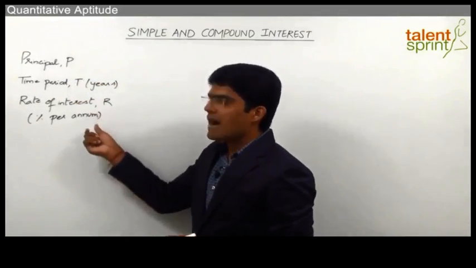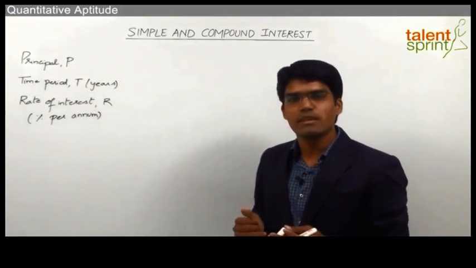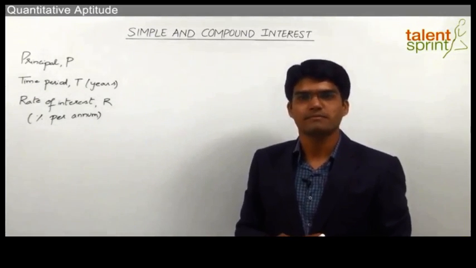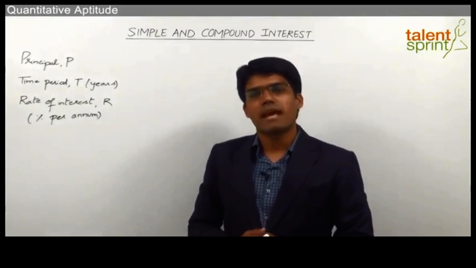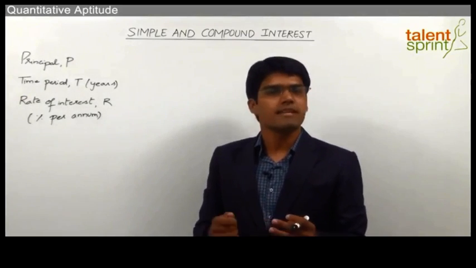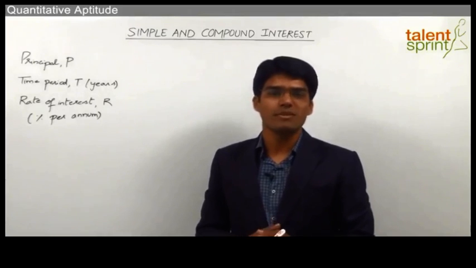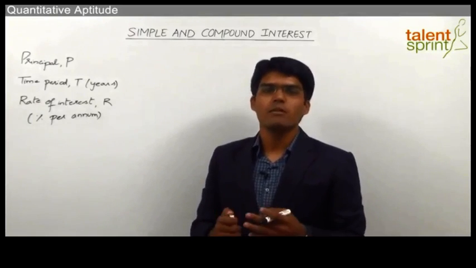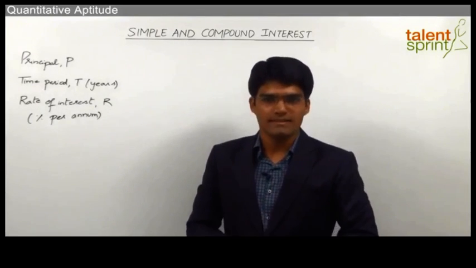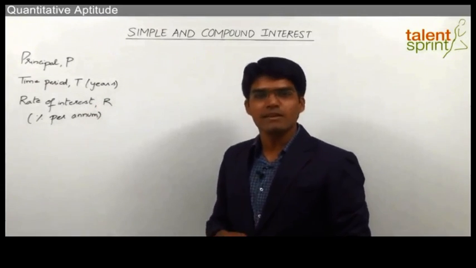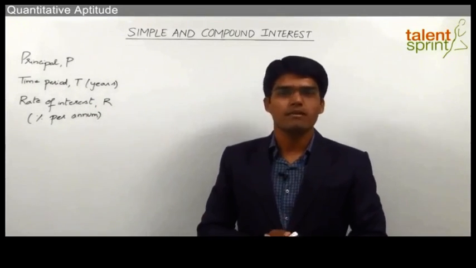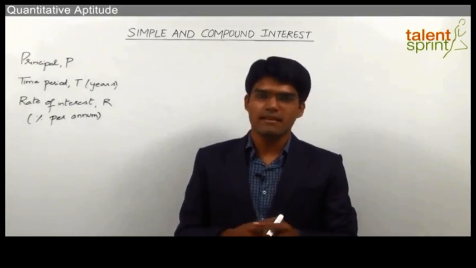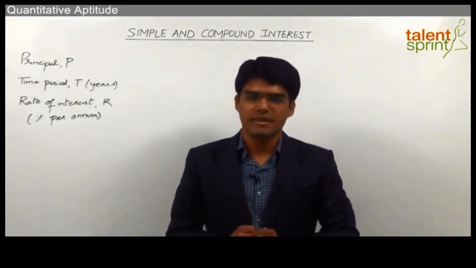Now rate of interest R, which is in terms of percentage per annum, is nothing but the amount which is paid over the principal amount per 100 per year. Let's say the rate of interest is 8% per annum. That means for every 100 rupees that has been borrowed, the person has to pay 8 rupees per annum or 8 rupees per year. So for example, if the person has borrowed 1000 rupees, he will be paying 80 rupees per year on that as the interest. So rate of interest is nothing but that percentage value which defines how much has to be paid per 100 rupees for 1 year. So based on these three values, that is principal, time period and rate of interest, the simple interest and the compound interest can be calculated.